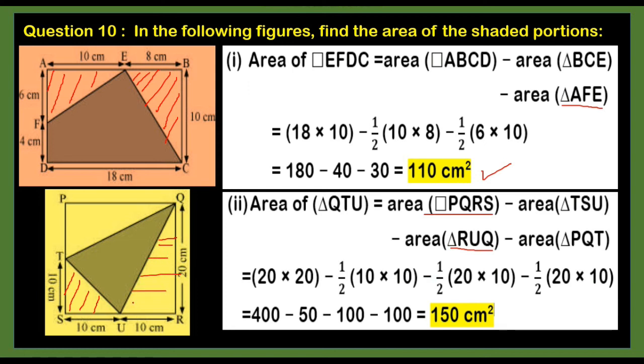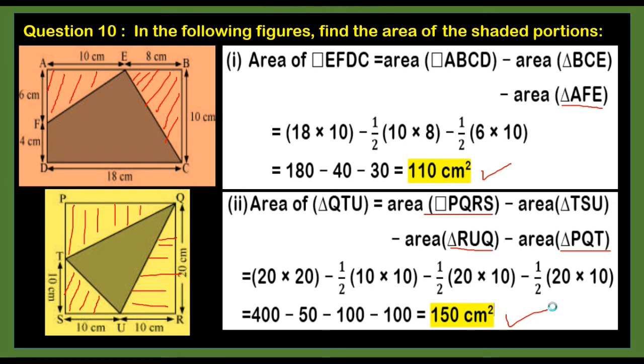So we will just find the area of these triangles, and again area of triangle PQT. So PQT is this triangle. So we just subtract these triangles from the outer square and we get the area of the shaded portion. And we know that area of triangle is half base into height. Here all are right angle triangles. So we just multiply and get the result as 110 centimeter square. Question number 10 is over.